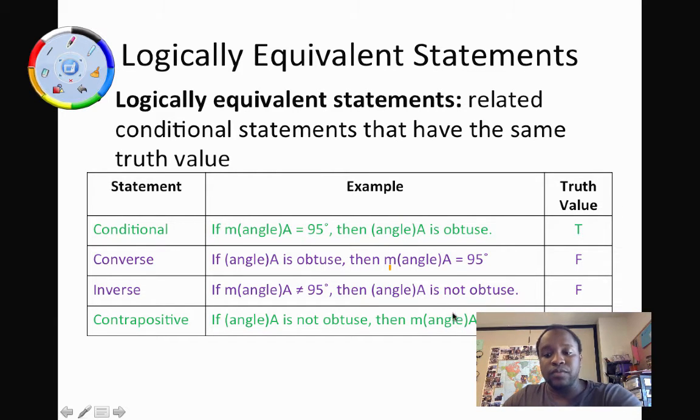So this is true. So it turns out that the conditional and the contrapositive are always logically equivalent. So if the conditional is true, the contrapositive is true. If the conditional is false, the contrapositive is false. Same goes for the converse and the inverse. If the converse is true, then the inverse is true. If the converse is false, the inverse is false. And this is part of the reason why when we get to biconditionals, we only need to check these 2.